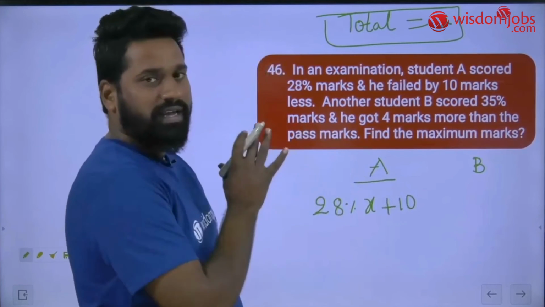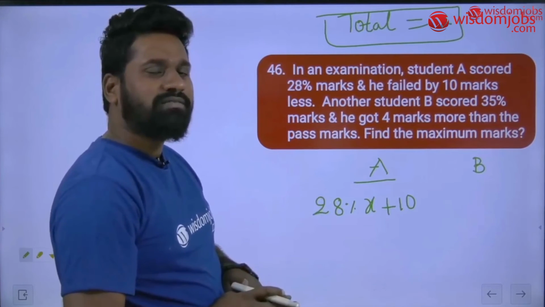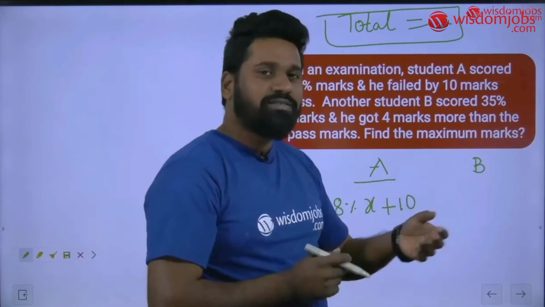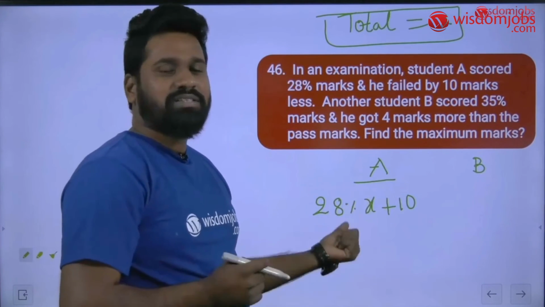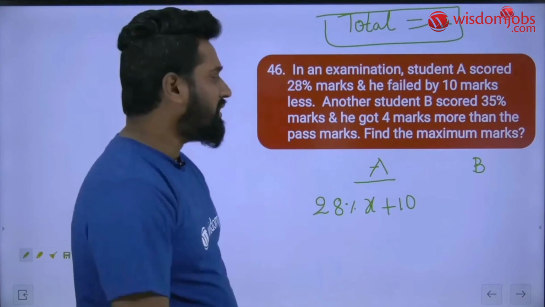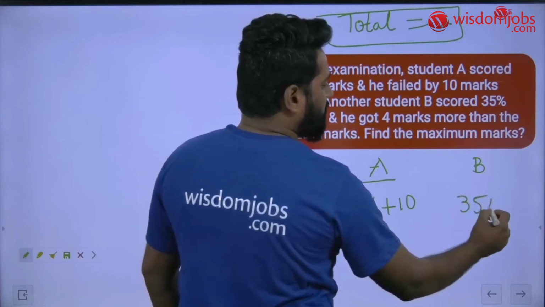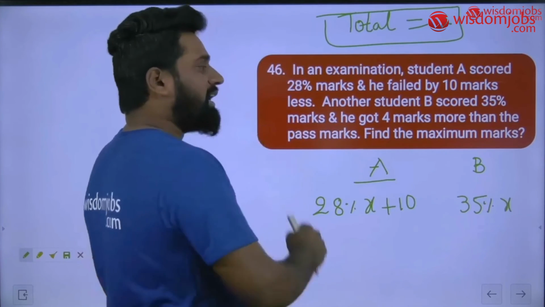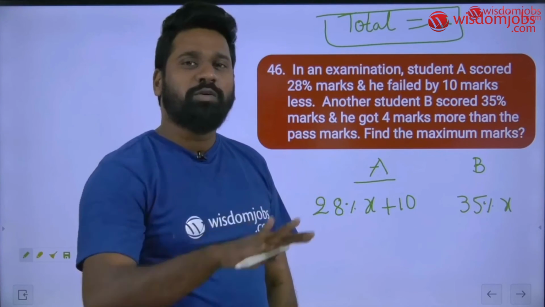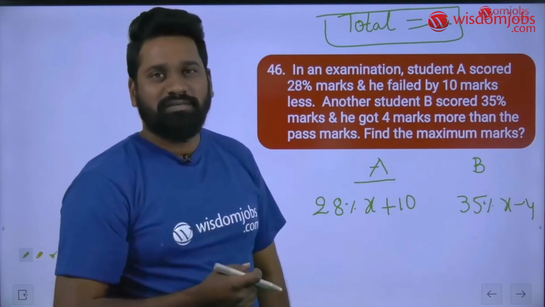This is about A. Now he has passed. Because both are writing the same exam, the pass marks of the examination is the same for those two students. Suppose pass marks is 200, and B also gets 200 marks, then he will also pass. Right? So coming to B, B scored 35% of the marks, that is 35% of x. And he got 4 marks more than the pass. That is why I am subtracting those 4, so minus 4. Then that also indicates the pass marks of the examination.